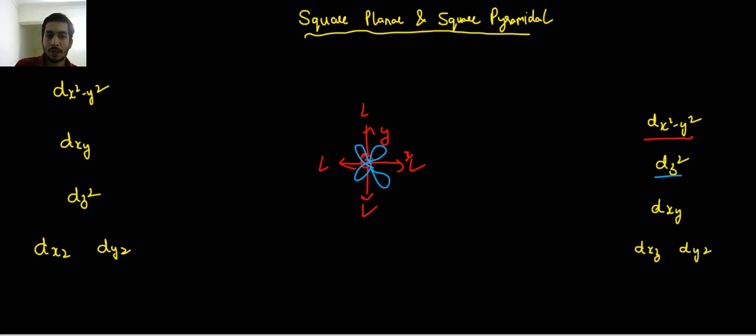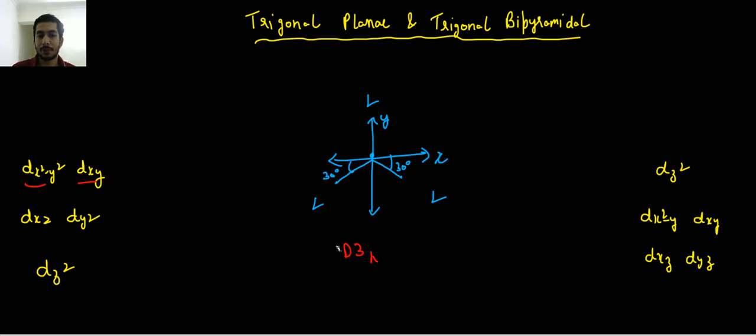But when we talk about this particular case, there's only one ligand which is in the y direction, and other ligands are in between the axes. So now what happens is your dxz and dyz gain energy, because you have to imagine this, that your dxz will be in the x direction but on top of this.